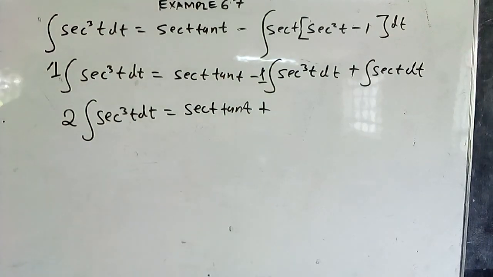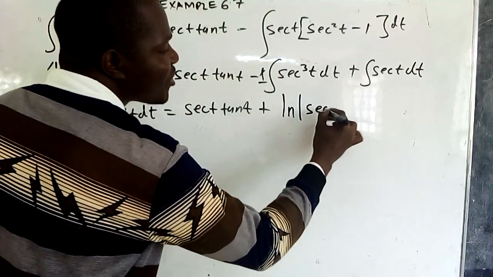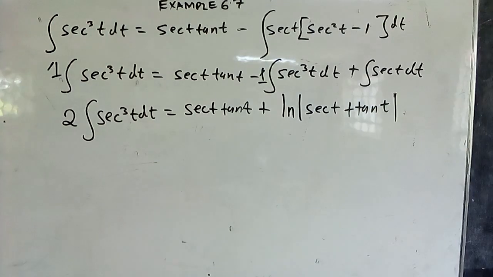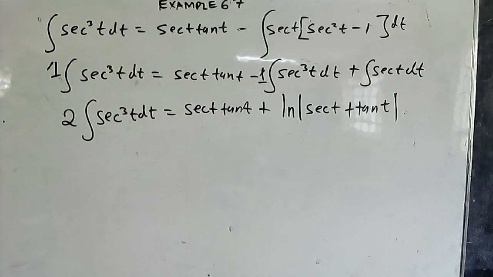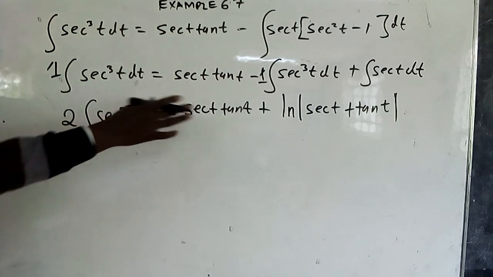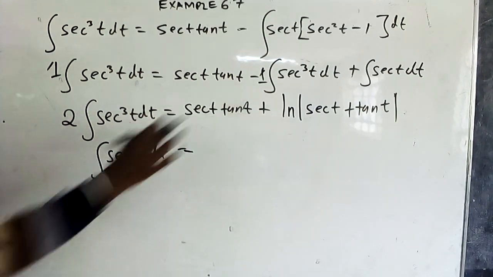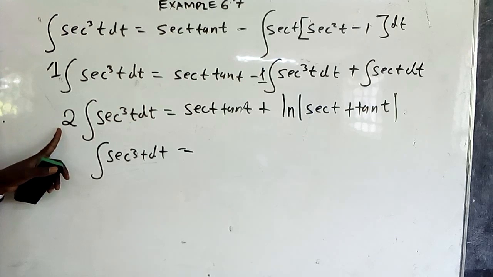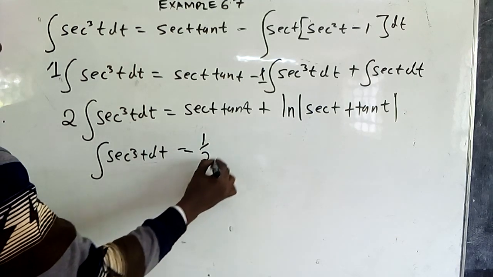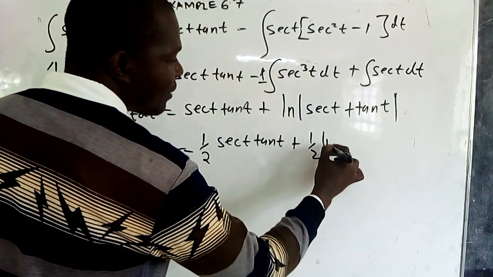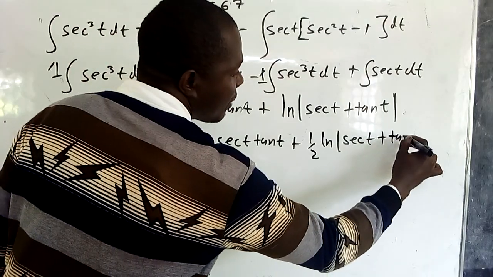If you integrate sec t, what do you get? We did it the other time. When we integrate sec t, we were getting ln of sec t plus tan t. We did it in standard integration of trigonometric functions, isn't it? So you take it to the other side, you get that the integral of sec cubed t dt, you divide everything by 2, is a half sec t tan t plus a half ln of sec t plus tan t.